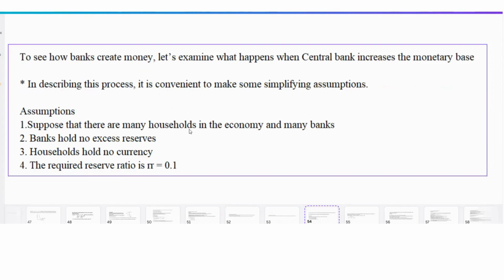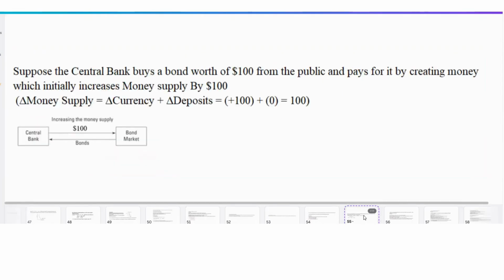So to see how banks create money, let's examine what happens when the central bank increases the monetary base. In describing this process, we'll make some simplifying assumptions. We're going to suppose that households and banks hold no excess reserves, and we're going to assume households hold no currency. This is just to simplify the explanation. And we're assuming the required reserve ratio is 10%.